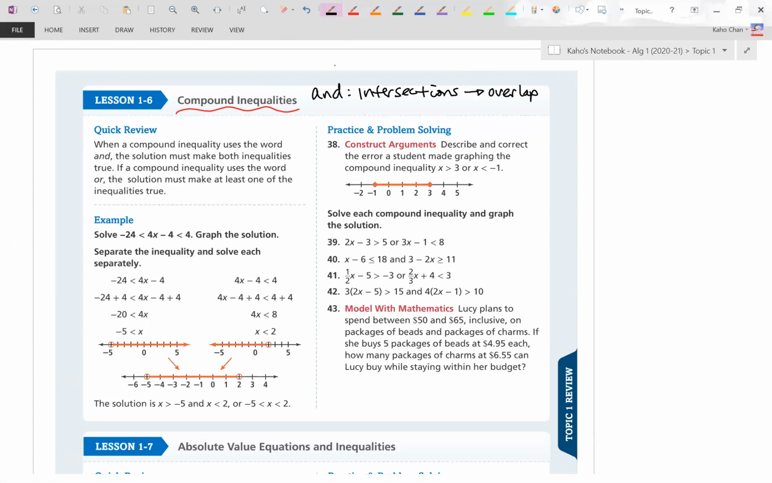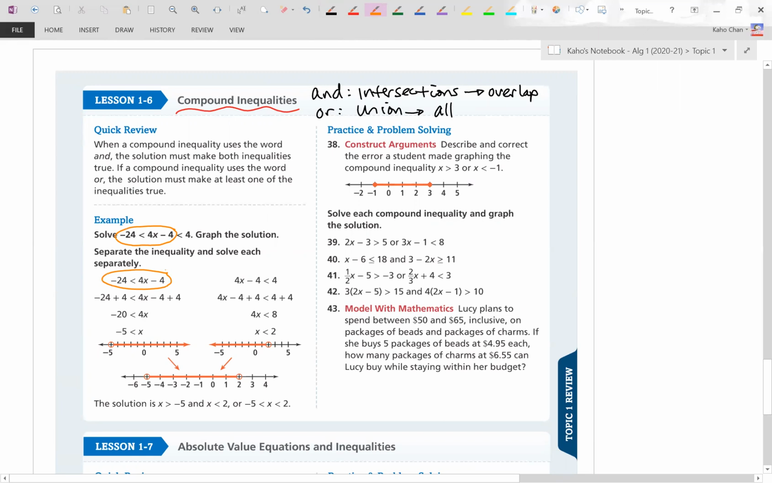Or is the other word, which is union. Here, it doesn't really matter. You just graph all of it. You don't have to worry about it. An example on the left has a compound inequality involving 1/2 right there and the other one, and they're both split up.